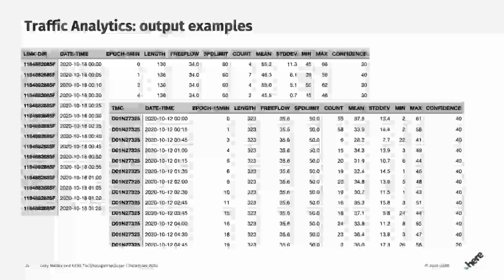How does it look? It looks like tables based on link IDs or TMC codes, and contains several fields with different information, but the primary information is definitely average speed, and we offer it in this product too.